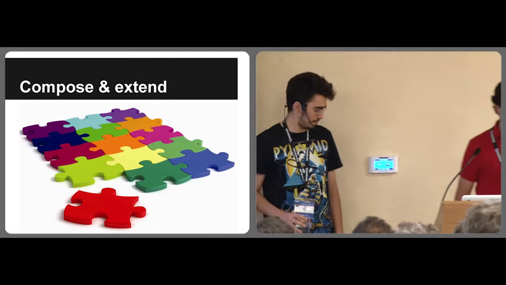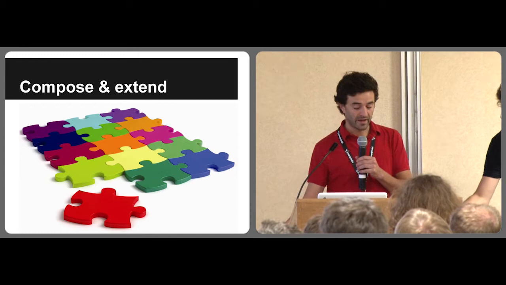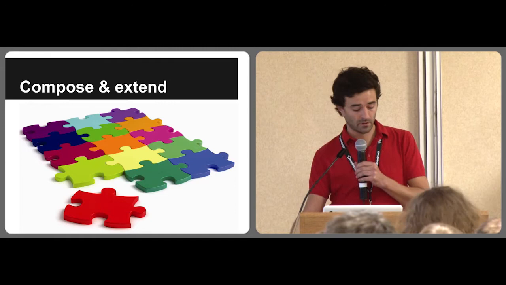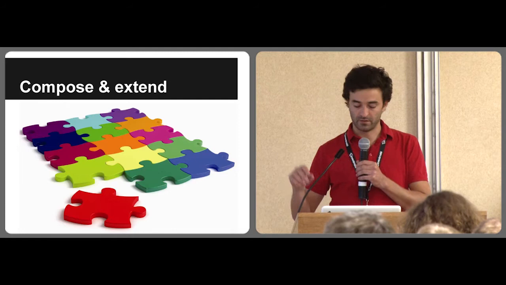Pyramid is really made for extensibility and composability. You can extend the configurator object by adding directives to it. You can also add methods and attributes to the request. And basically, your configuration is composed with external dependencies and internal submodules, thanks to the include pattern. But I'm going to switch directly to an example.